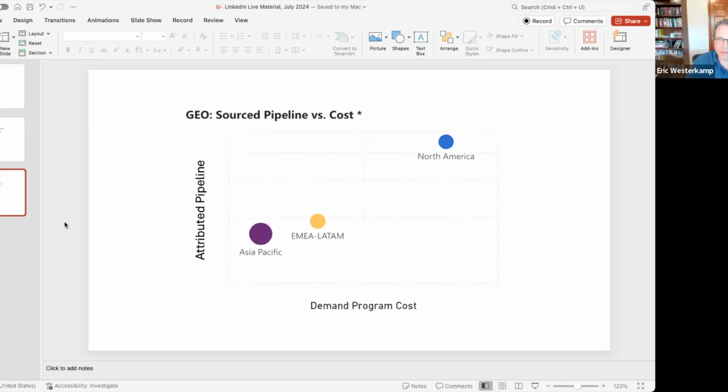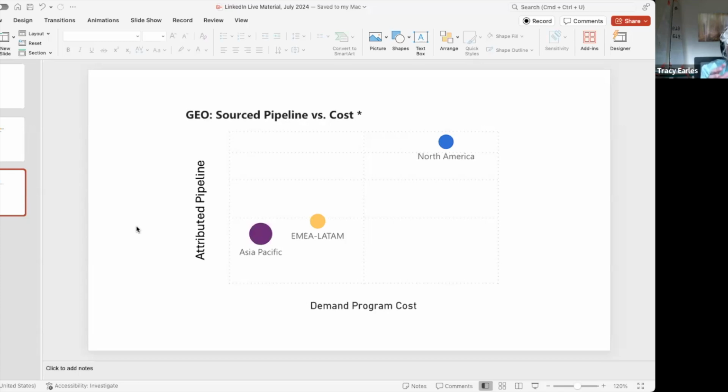Right, so again, the same attributed pipeline, but now we've sorted it into regions. We group together EMEA and Latin America, which geographically makes all the sense in the world. But a couple of points with this, right? You think Asia Pacific appears to be underperforming in terms of their access to pipeline, but their ROI is the best on the chart. So is there more pipeline available in that region?